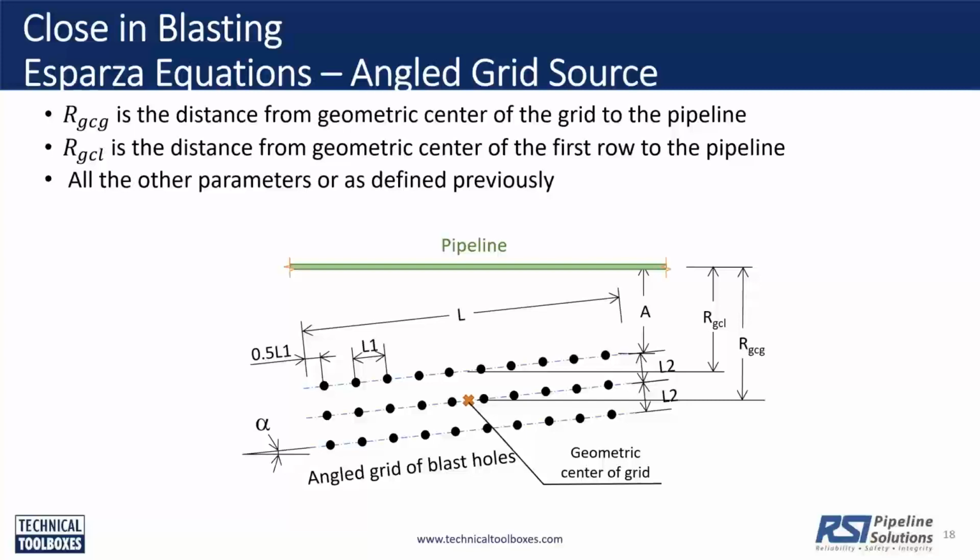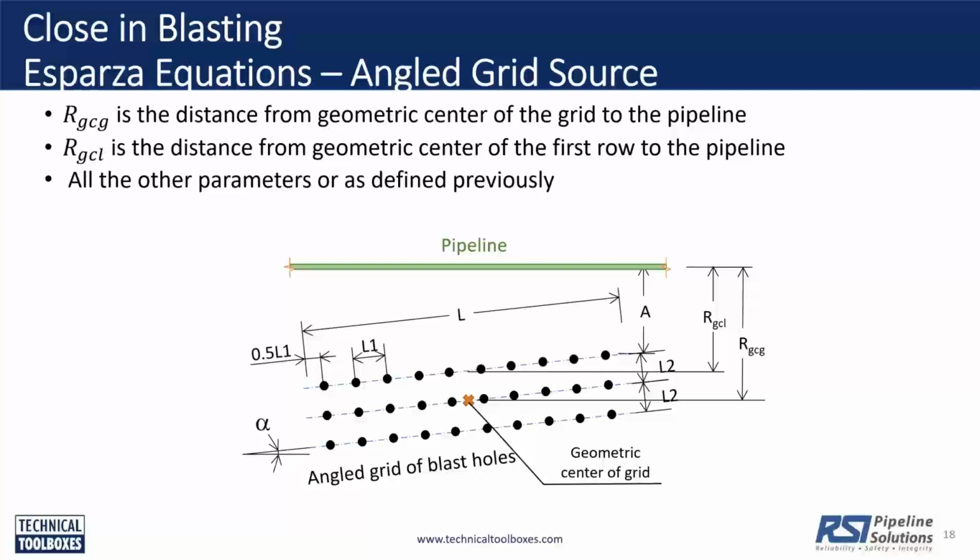Now, if the grid is a little further away from the pipeline, then we can treat the whole thing as one single point. There is no need to think about it as a grid. We can just assume that the entire grid shrinks at the center of the geometry, which I have shown here with the orange cross. And you can use the line source equation.